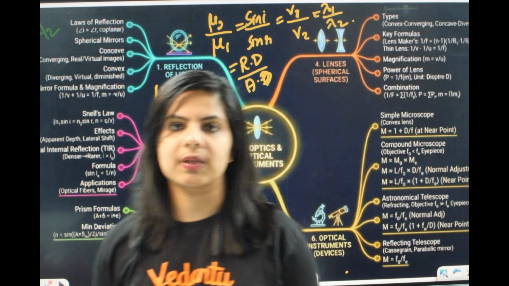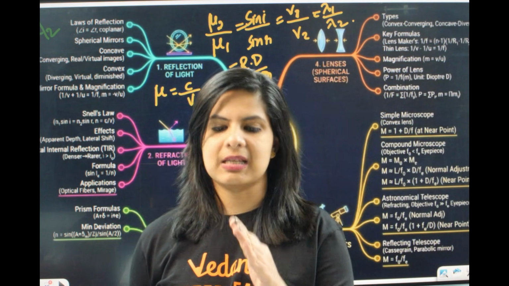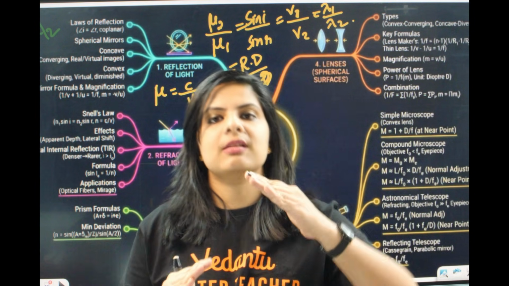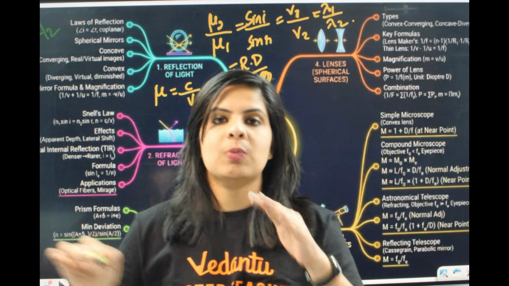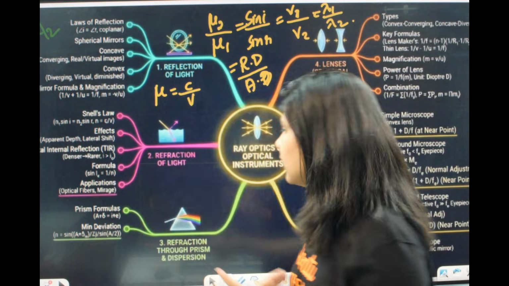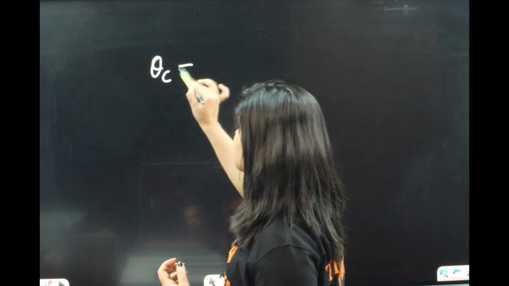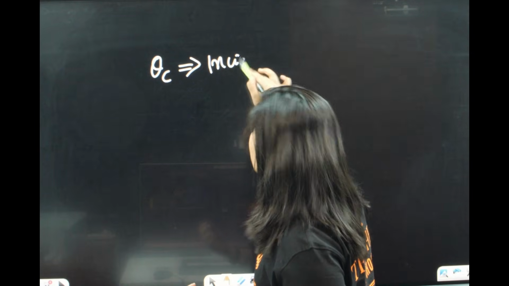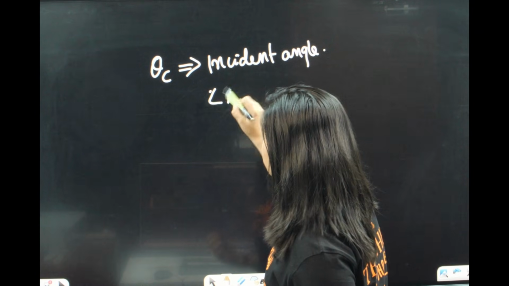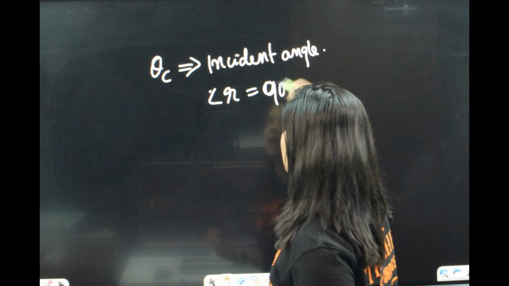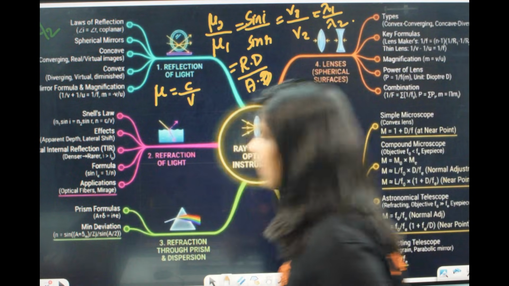What is this critical angle? Very simple. Let us say the light is falling on the interface at some particular incident angle, and the refracted ray moves along the interface, which means the refracted angle becomes 90 degrees. So the critical angle is nothing but the incident angle when the refracted angle becomes 90 degrees.